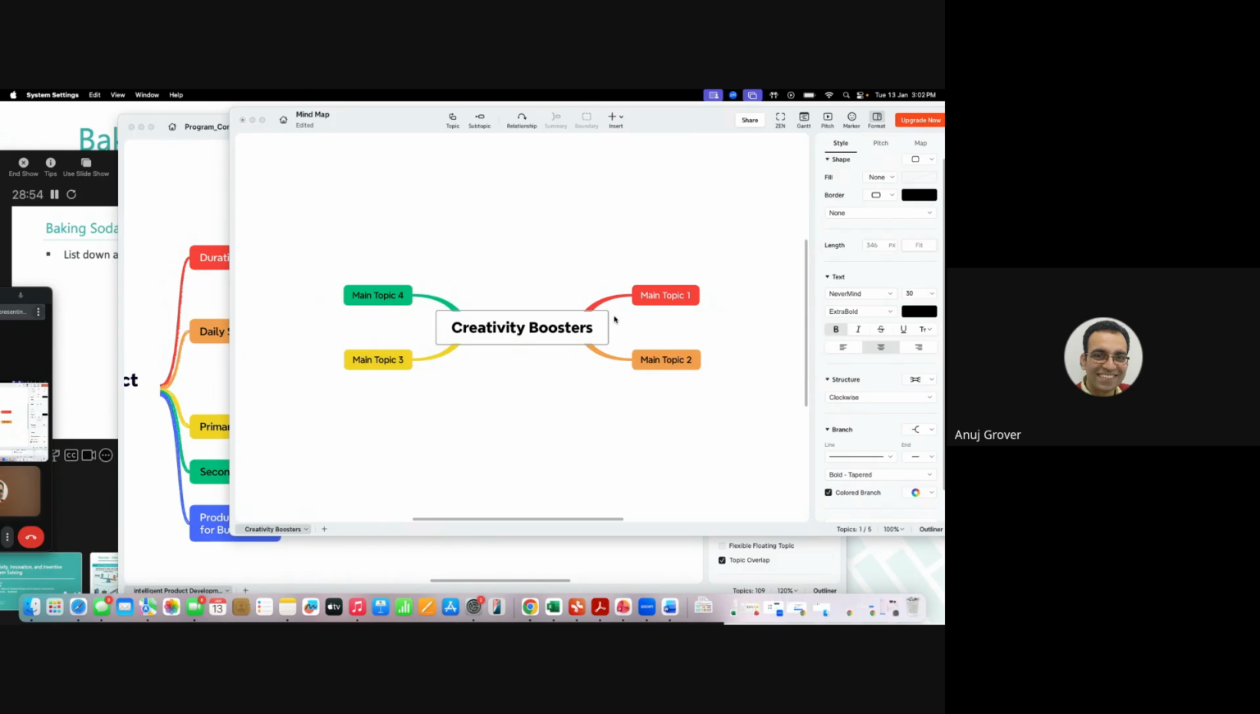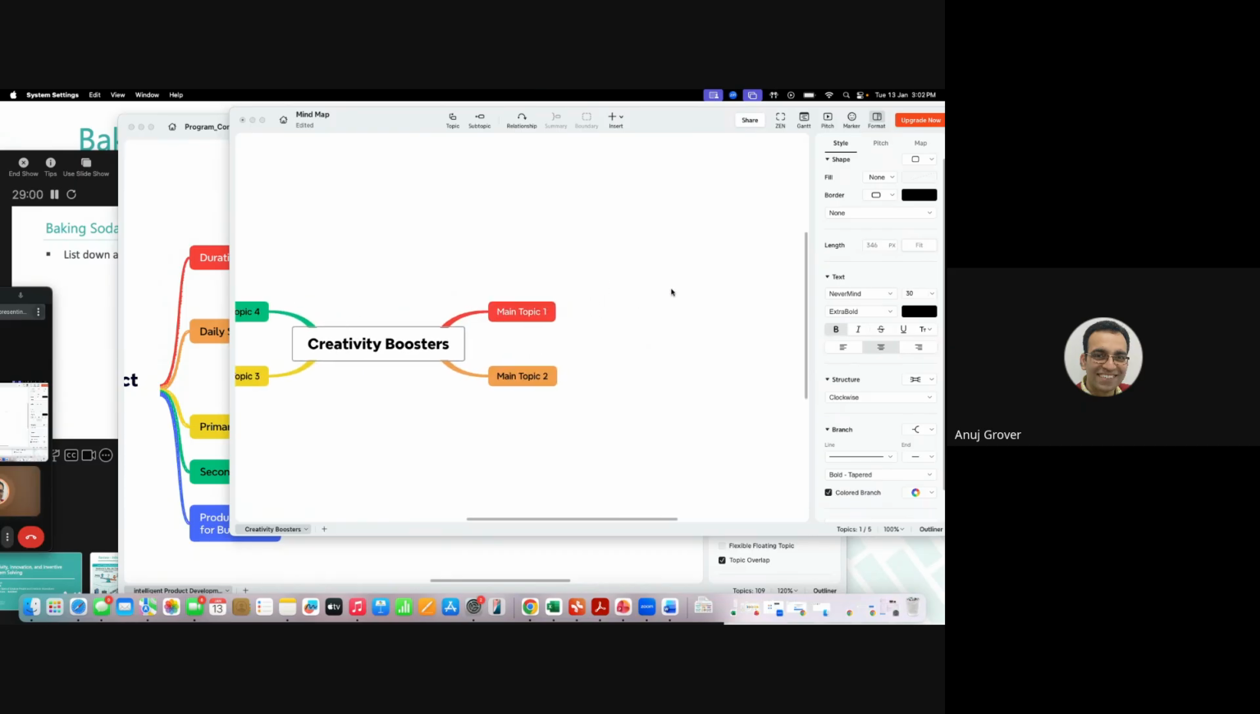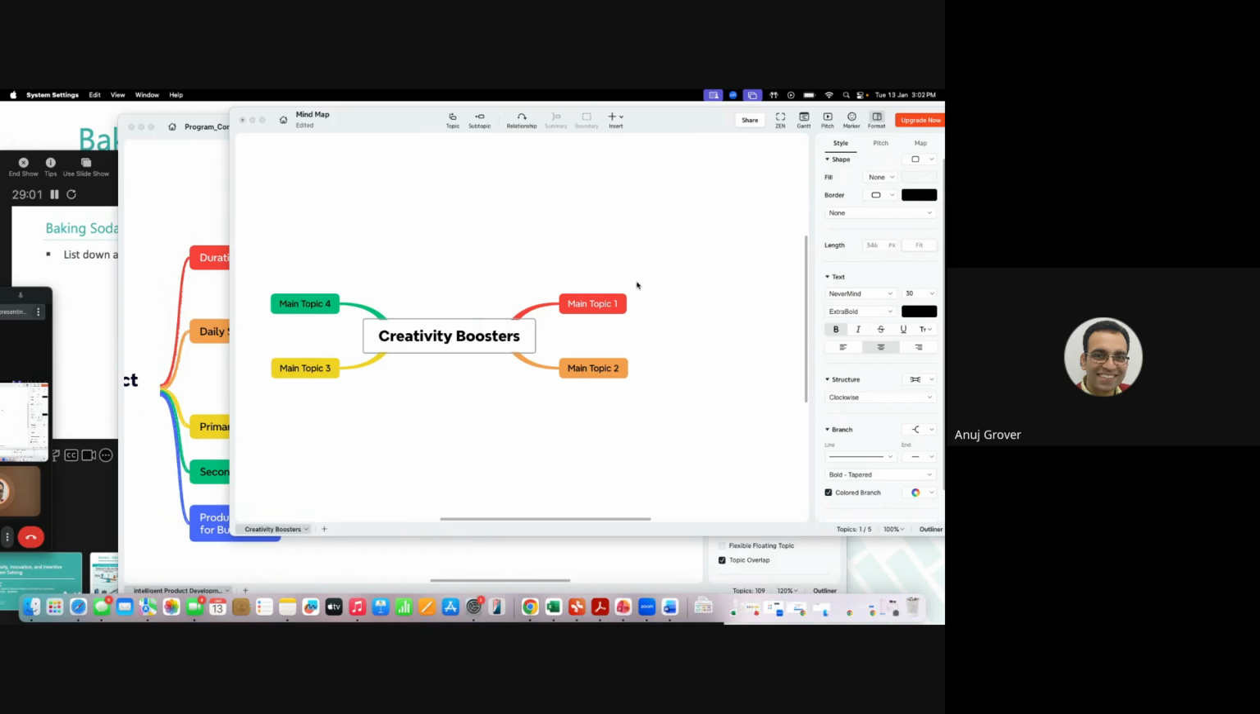Okay. What were the boosters of creativity for you? How did you come up with new ideas? Let's first go into that part. Then we will come to what happened with the others.